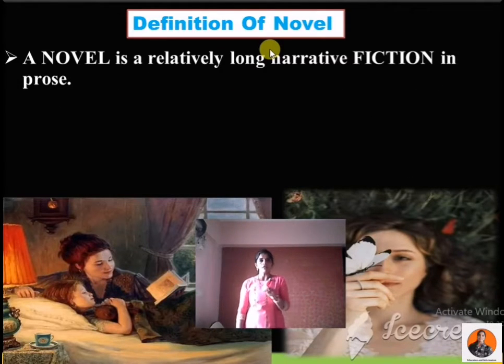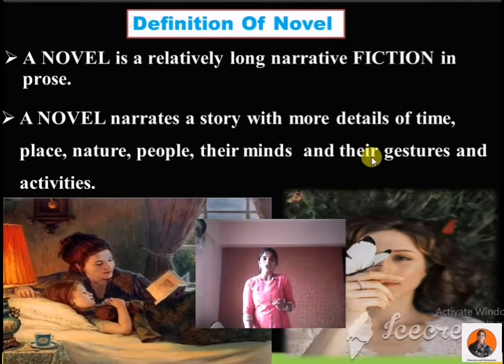Definition of novel. A novel is relatively long narrative fiction in prose. It is a kind of prose form and it's a fiction. It can be imaginary, it can be realistic, but it is in the prose form. One more definition, a novel narrates a story with more detail of time, place, nature, people, their minds and their gestures and the activities in the novel. Everything is detailed and explained, the whole place, about nature, about people, about what is going on in the mind, what is the reaction.